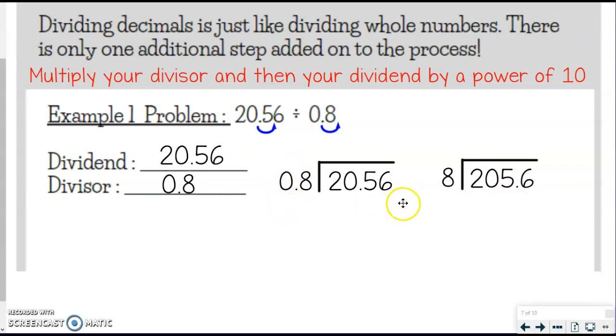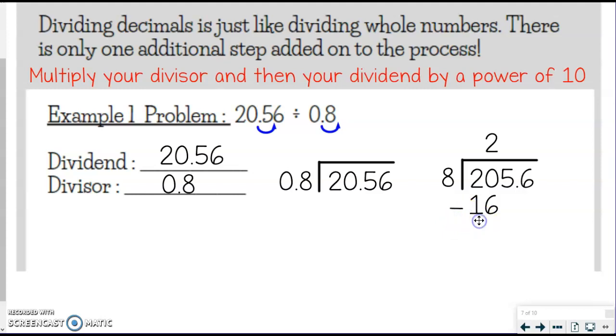So it's okay if you have this written, but this is where we're going to actually solve our problem. So then, we just go through our steps like normal. So 8 doesn't fit into 2, but it does fit into 20 2 times. So I'm going to put that 2 above the 0. Now, if you need to pause the video or go back and take a look at something, feel free. But moving forward, we do our multiplication. So 2 times 8 gives us 16. And we're going to subtract.